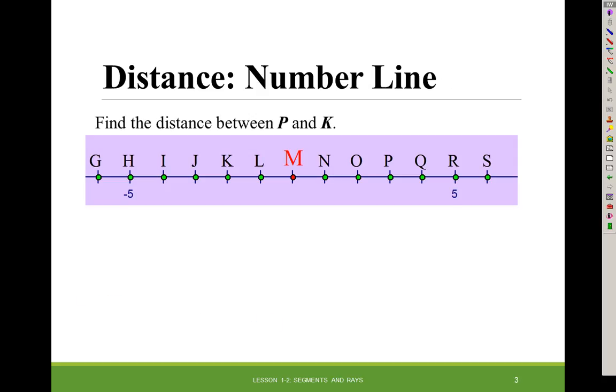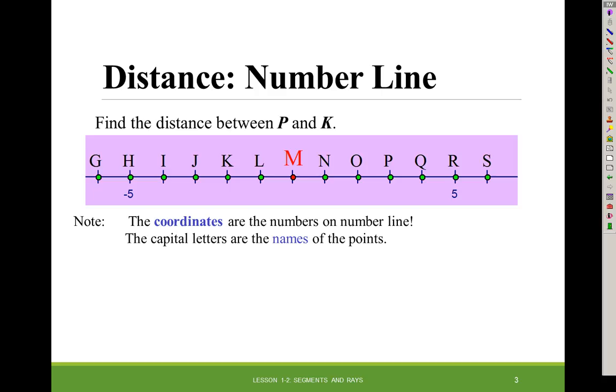So, what's the distance between P and K? Well, the coordinates are the numbers on the number line. Capital letters are the names of the points. So the coordinates of points P and K are 3 and -2. P is on 3, K is on -2.